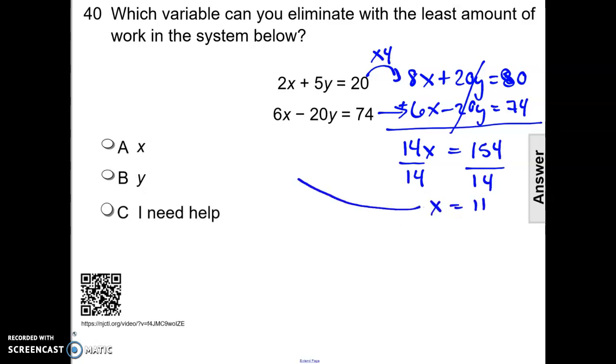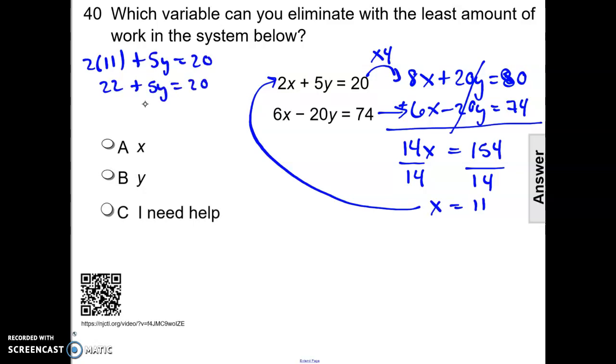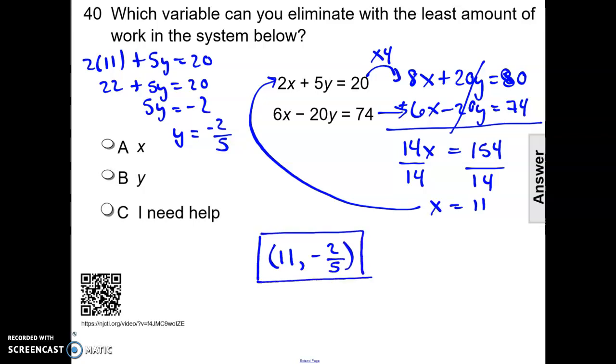I'm not done yet. I have to go back and substitute, and then I would get 2 times 11 plus 5y equals 20. 22 plus 5y equals 20. So 5y equals negative 2. That looks kind of funny, but it is indeed the answer, negative 2/5. If you go back and check, which I strongly recommend you do, but for the interest of time, I am going to skip, you would see that this is indeed the correct answer, 11, negative 2/5.